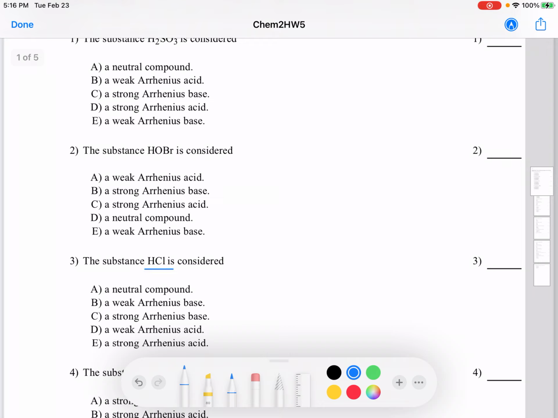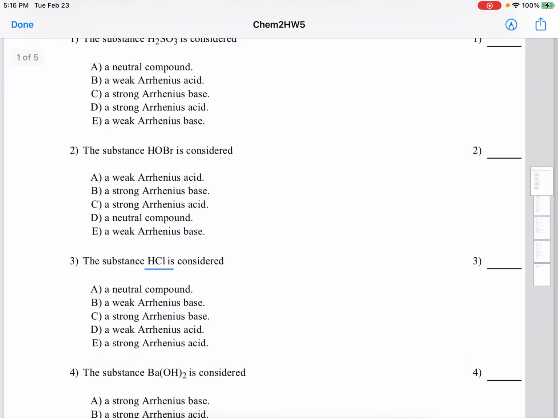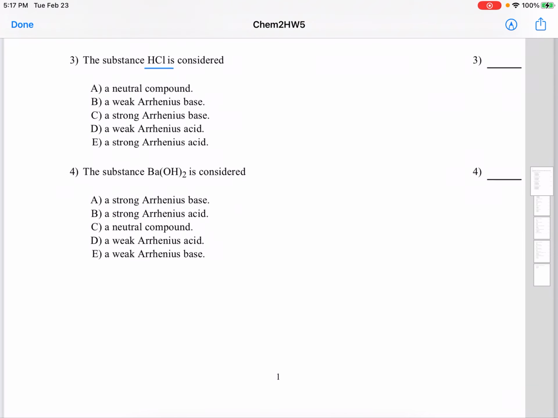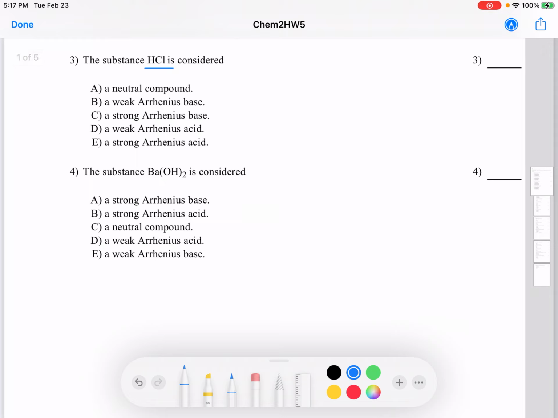Substance HCl. What is HCl? Hydrochloric acid. You can refer to the chart and see whether it is a strong acid or a weak acid. And these are all Arrhenius, because the Arrhenius acid definition is that you have an ionizable hydrogen in your acid. So for HCl, you can figure out that it is a strong Arrhenius acid.